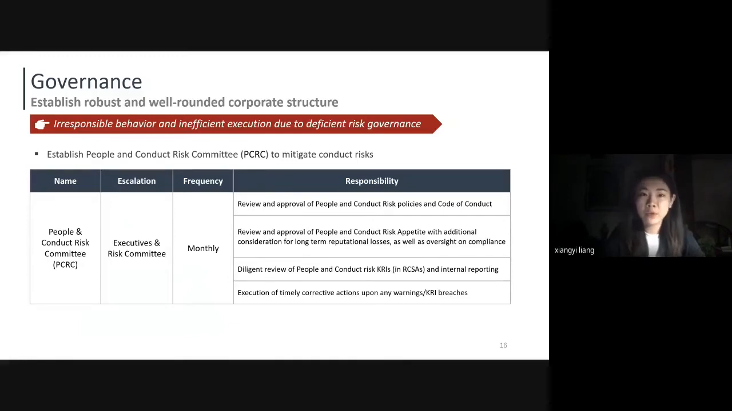And they will be responsible for the monitoring of conduct risks, including review and approval of the conduct risk policy, code of conduct, risk appetite, RCSA, as well as KRIs. And now move on to talk about resilience.